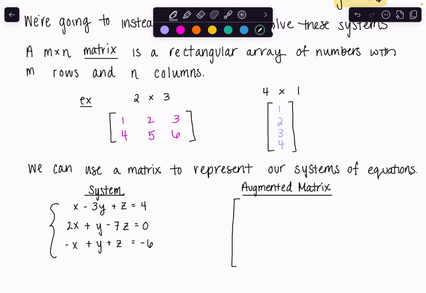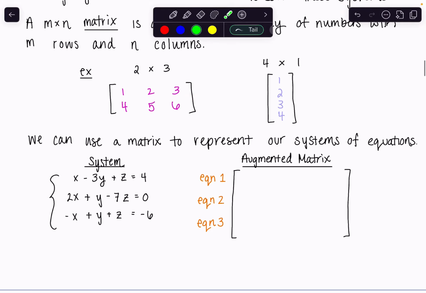We use a square bracket, or you can use parentheses, but it does need to be one of those 2. You don't want to use straight lines because that's going to stand for something else. The very first row corresponds to our first equation. The second row corresponds to the second, and the third corresponds to the third. The order you put them in doesn't matter, because it really doesn't matter which one comes first, second, or third. Now, that first column is going to be all the coefficients for x.